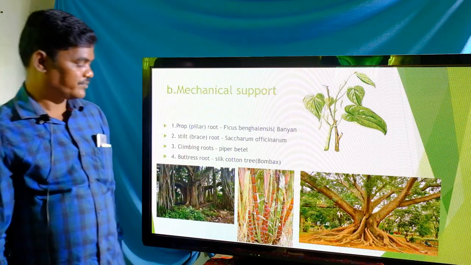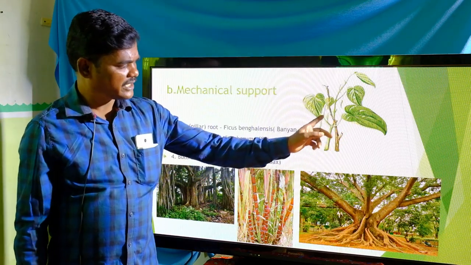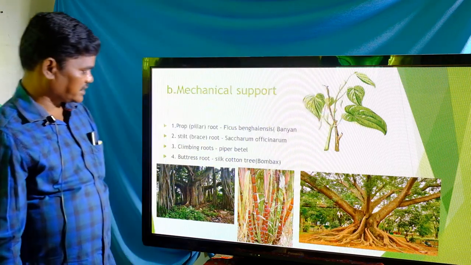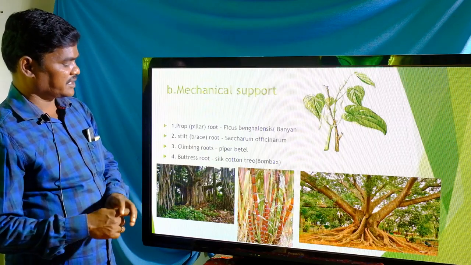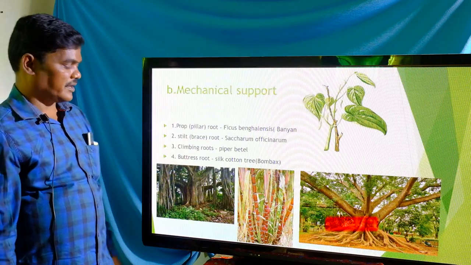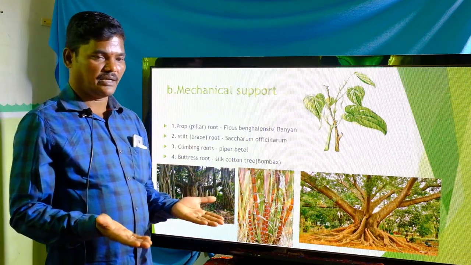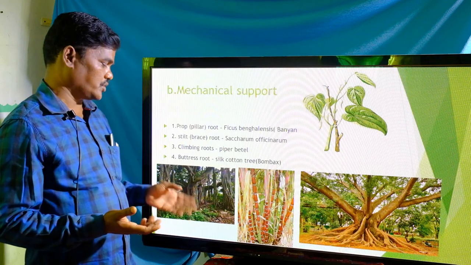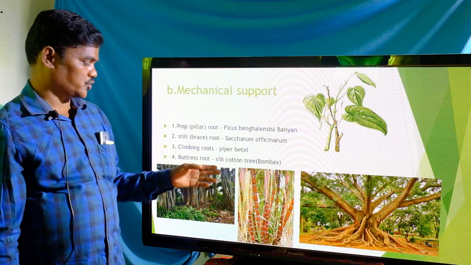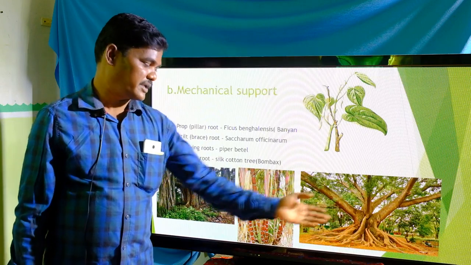And a climbing root, for example Piper betel. See that Piper betel. Between the nodes they have a root-like structure that attaches to the supporters, for growth. So that is called climbing root. Buttress root. Buttress means a wooden plank. Roots that look like planks are called buttress roots. Silk cotton tree, Bombax, is an example for the buttress root.